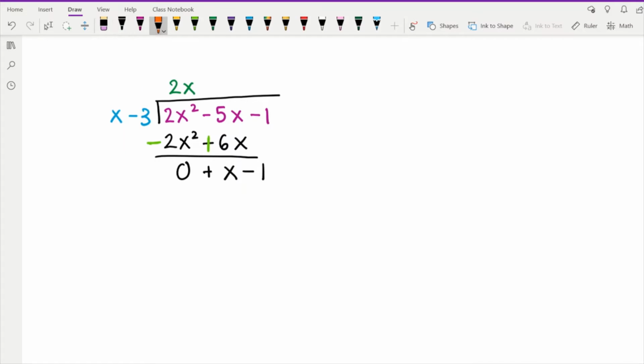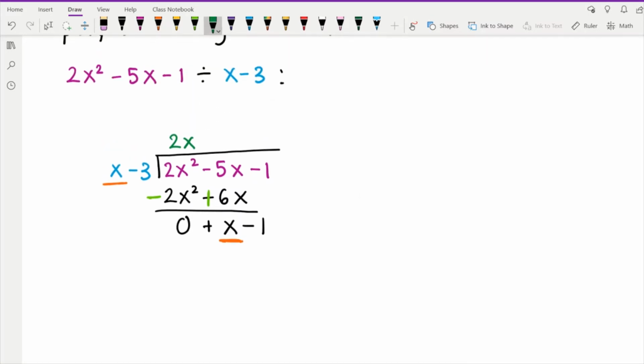And so now we repeat the process, but we're saying how many times does x go into x, right? The first step was how many times does x go into 2x squared. Now it's how many times does x go into x. And so how many times does x go into x? Well, only once. So we say plus 1.